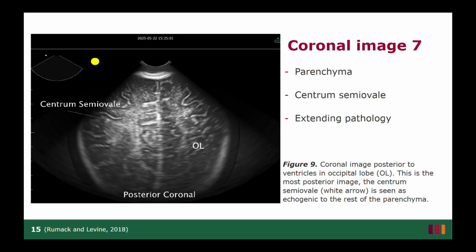The deep white matter, called the centrum semiovale, is the echogenic area in the cortex. In this view, we assess for extending pathology from the ventricles, such as intraventricular bleeds. We must differentiate from the normal centrum semiovale.